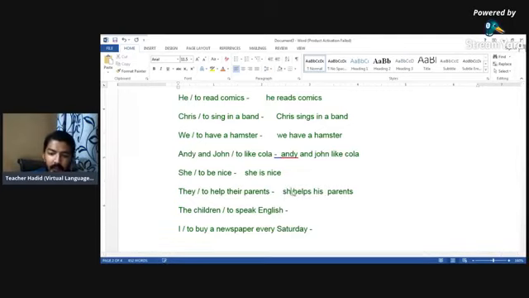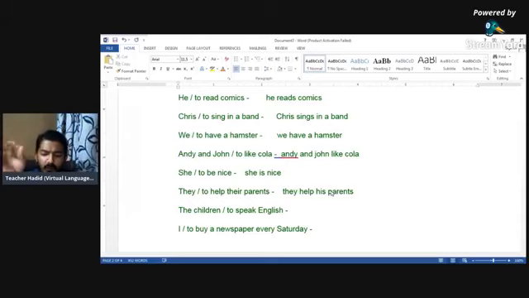If I say she helps, acceptable. If I say Ali helps, acceptable. But when I say they helps, it will be wrong. That is why, because like I told you before, when you talk about third person plural, then we don't have to use s or es.